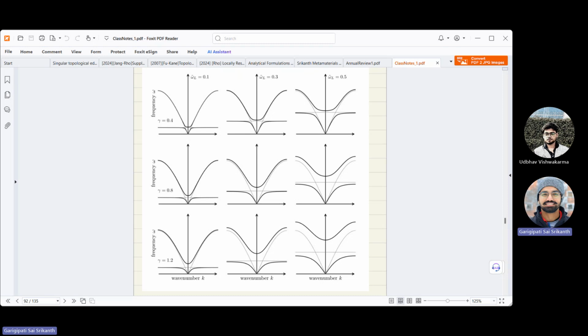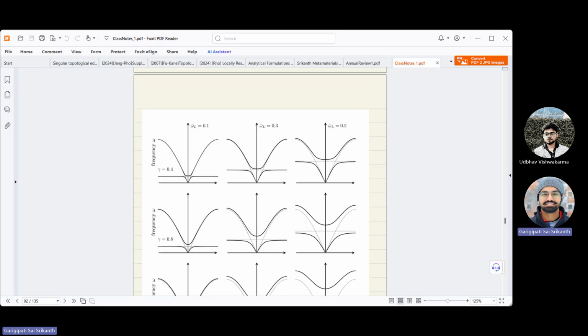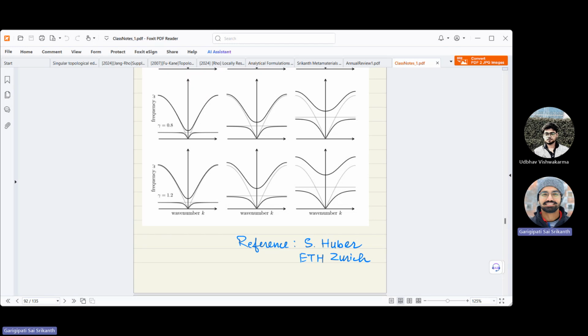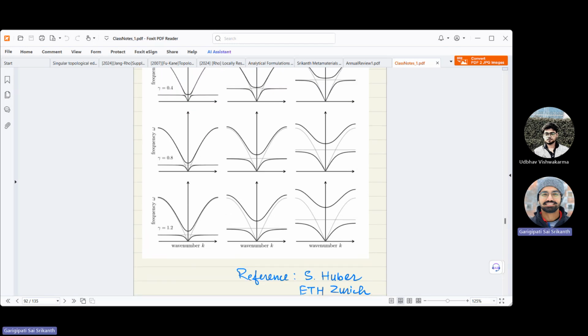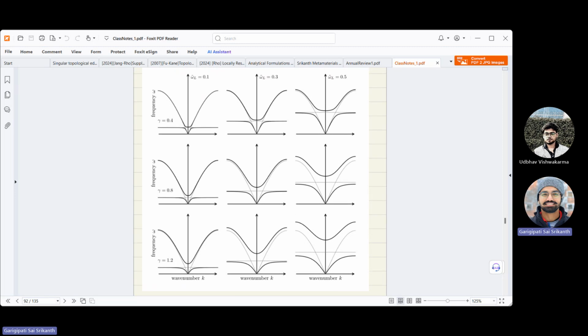It's for an even higher coupling ratio, that m by M we talked about. So again, although it is narrow, it is still broad, and the higher band gaps are even broader. So that's the effect of coupling strength on the band gaps that are opened in locally resonant systems. This is the reference by S. Huber from ETH Zurich. He has notes. I think I'll share those notes. They're amazing notes. Best notes. I'll share.